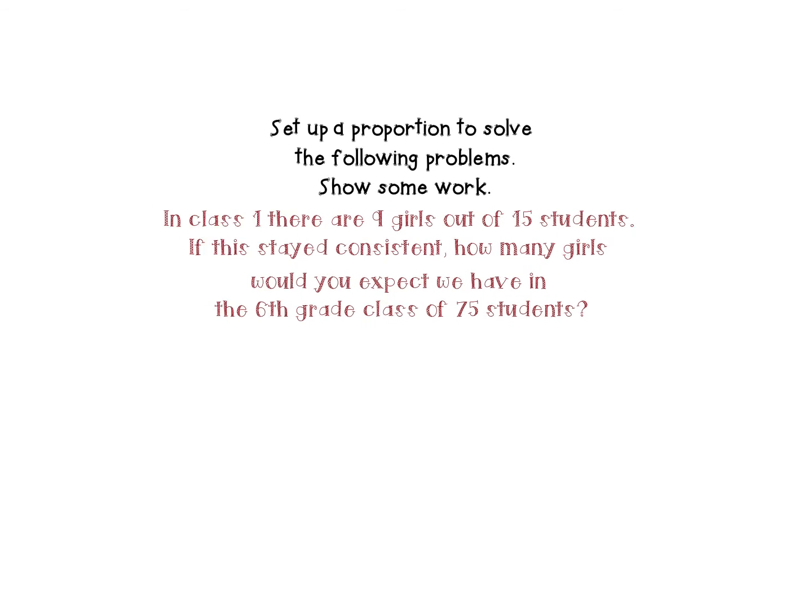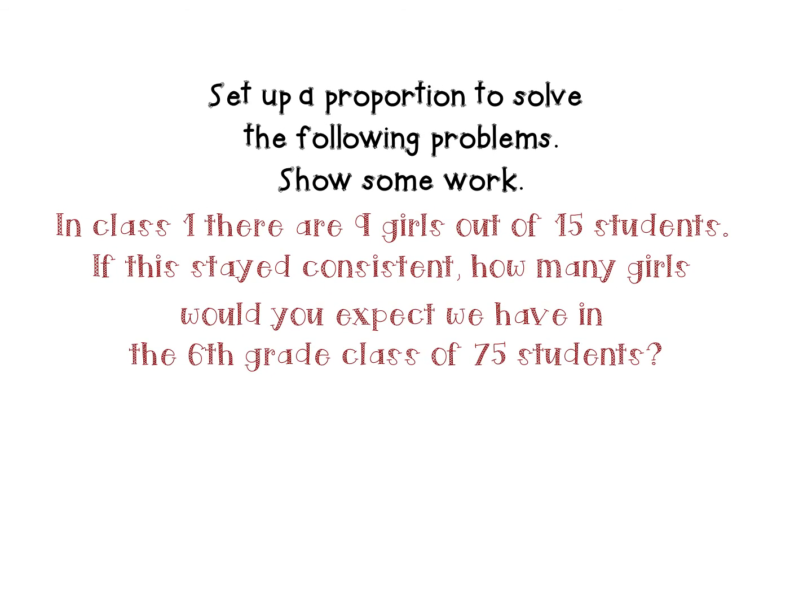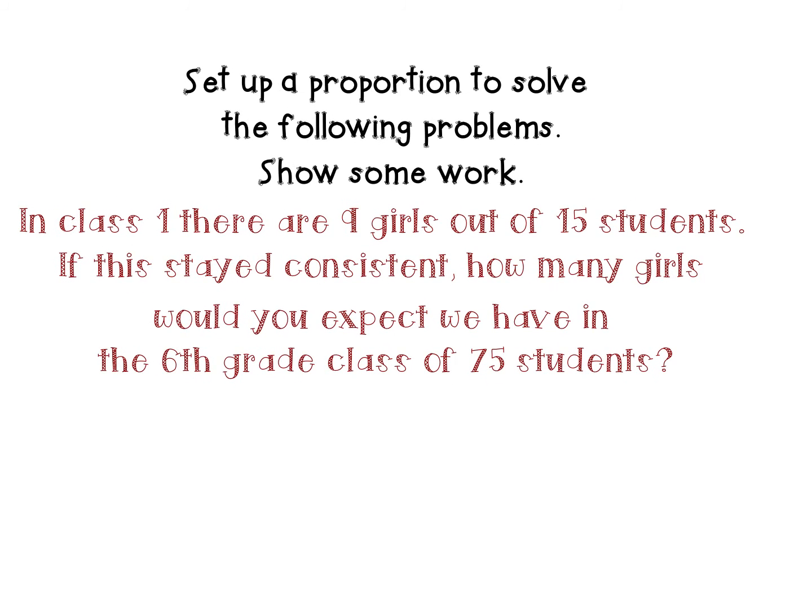Let's look at one more word problem, setting up that proportion and solving. So it says, in class 1, there are 9 girls out of 15 students. So it's giving me a girl to student, part to whole, ratio here. If this stayed consistent, meaning that it's going to stay proportional, how many girls would we expect to have in the 6th grade class of 75 students?